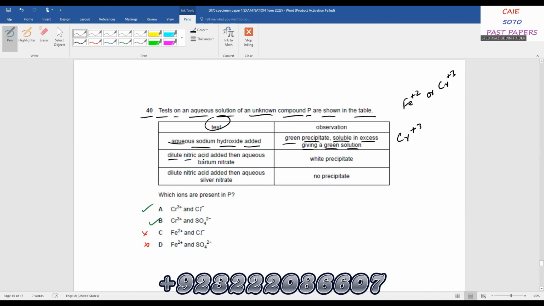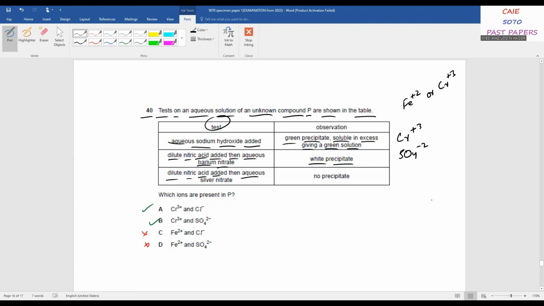We'll move on. Dilute nitric acid added, then aqueous barium nitrate. We'll get a white precipitate. This is a test for sulfate ion, SO4 2-. Dilute nitric acid added, then aqueous silver nitrate, no precipitate. This is a test for chloride ion, which means it is not there. We have Cr3+ and SO4 2-. So B should be the right answer.